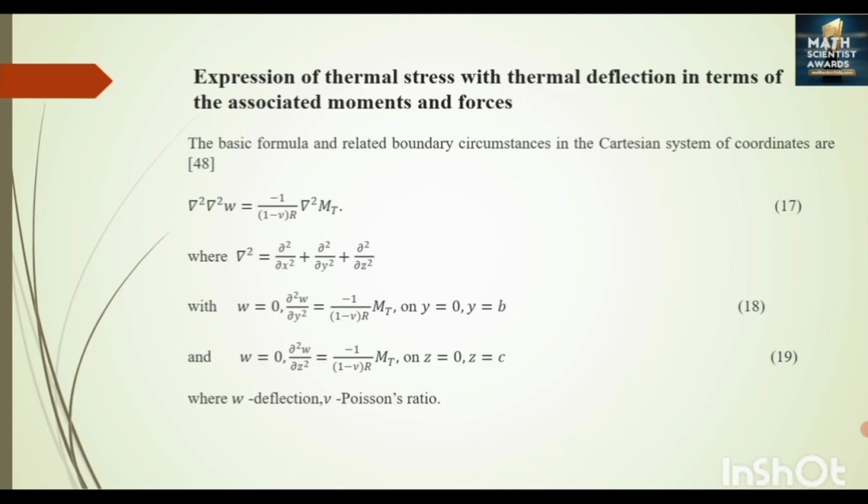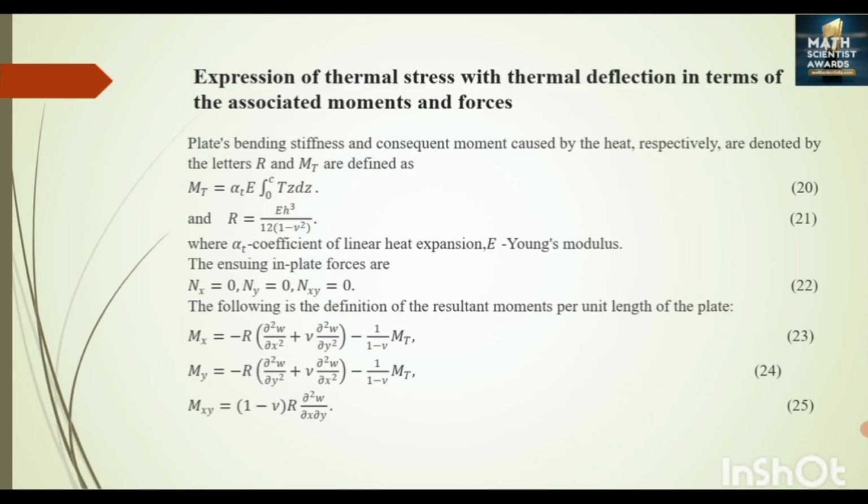Next, the expression of thermal stresses with thermal deflection in terms of the associated moment and forces. Equation 17 here gives the relationship between the deflection and thermal bending moment, where deflection boundary conditions are expressed in equation numbers 18 and 19, where W denotes the deflection and mu denotes the Poisson's ratio. Next, equation number 20 gives the relationship of the thermal moment with respect to time, and equation 21 gives the bending stiffness of the plate. Alpha T is the coefficient of linear thermal expansion, E is the Young's modulus.